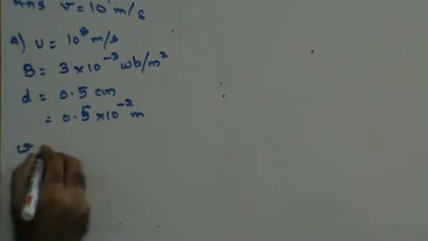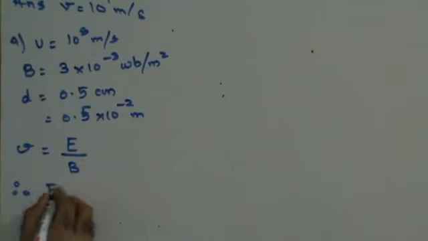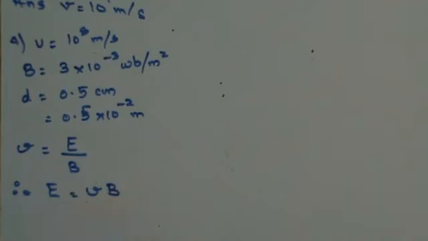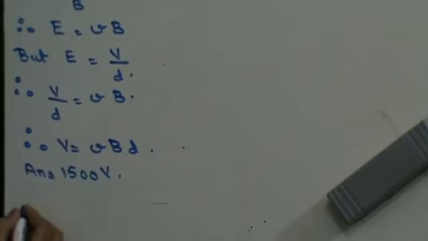Now guys, first of all I can find out velocity of electrons as ratio of electric field to magnetic field. Therefore I'll come to know that strength of electric field is velocity of electrons into magnetic field. But we know that strength of electric field is nothing but potential difference upon the distance between the plates. Therefore I can say that V upon D is equal to vB. Potential difference upon distance between the plates is velocity into magnetic field. Hence potential difference is equal to velocity into magnetic field into distance. To cross multiply you will get this answer. The answer for this should be 1500 volts. Next, take on next one please.